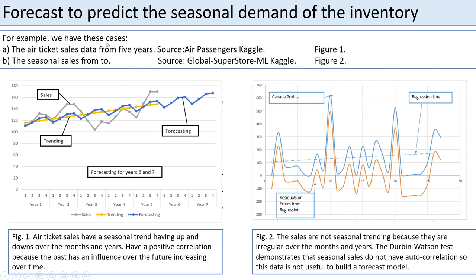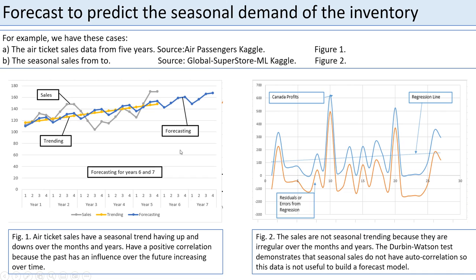For example, we will see these two cases. First, the air ticket sales from 5 years. The source is the air passengers dataset in Kaggle, in figure 1. And the second is the seasonal sales for Canada. The source is the global superstore ML dataset in Kaggle, in figure 2.